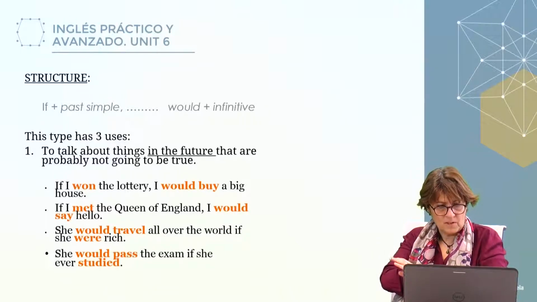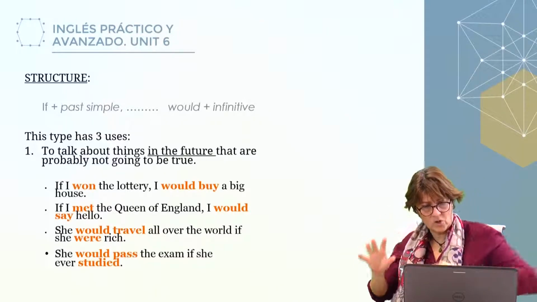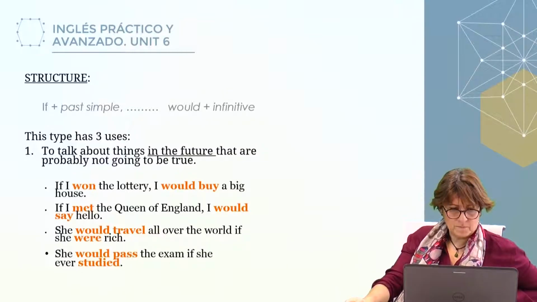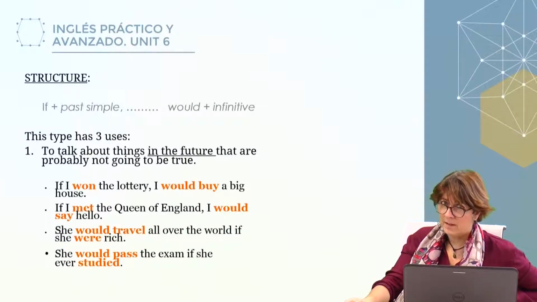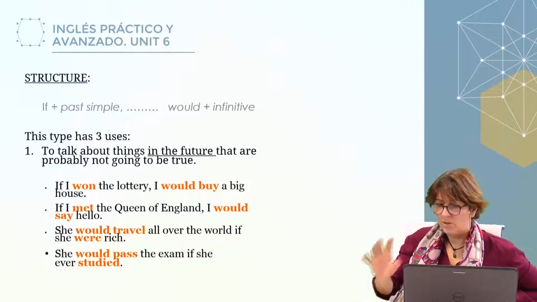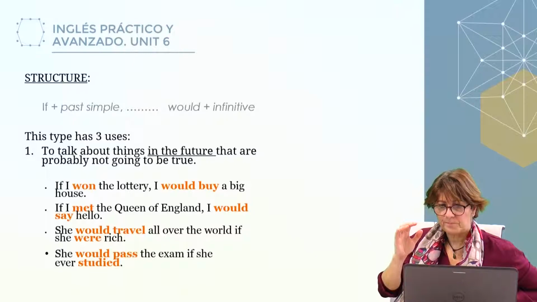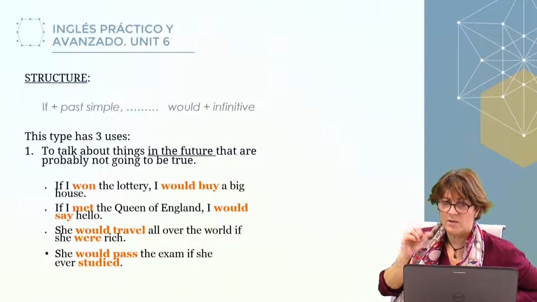She would travel all over the world if she were rich. She would pass the exam if she ever studied. As you can see here, "were rich". But originally the past tense of the verb to be is "was". But with the conditionals, it's the only time when you can put "I were".